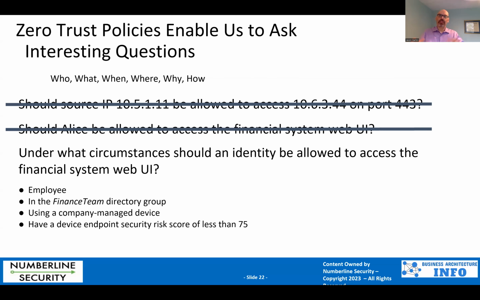And then what we can say is, we're going to have some attributes here. Number one, they need to be an employee. They need to be in the finance team group in our directory, which means, guess what? We have a whole set of identity management processes around that to make sure the right people are in the group, and there are governance processes so that when someone changes roles, when they leave the company, et cetera, they get removed from the group. So that's a way of letting us leverage the infrastructure and the work that our teams have done there.